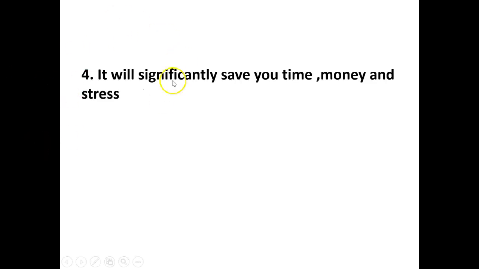Number four, it significantly saves you time, money, and stress. That is the time, the money, and the stress that is involved in trying to employ a professional or going through the traditional, manual way of trying to become victorious and succeed in your fantasy Premier League. It actually saves you that time, that money, and the stress as well.